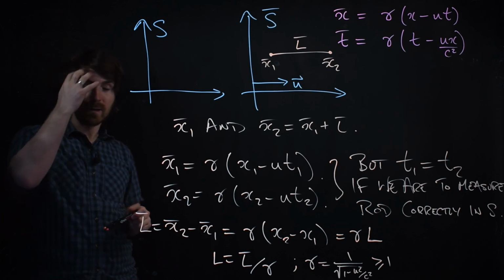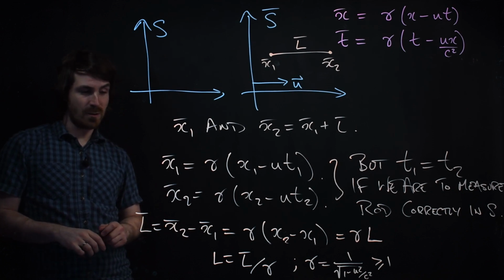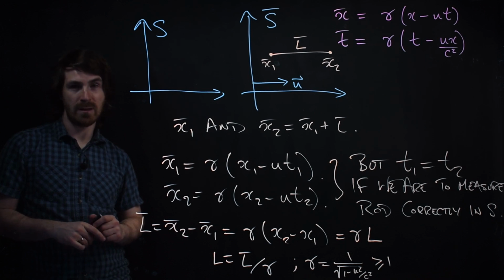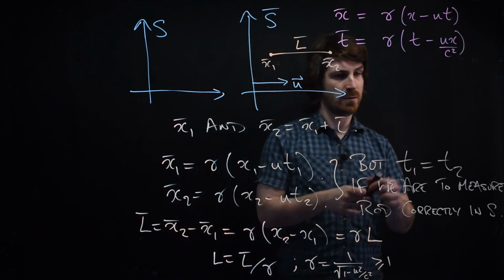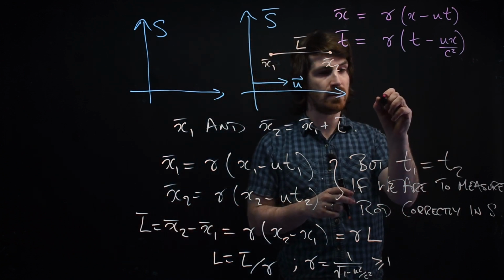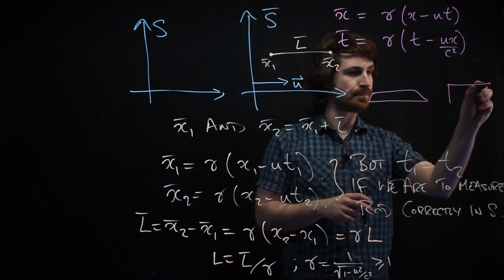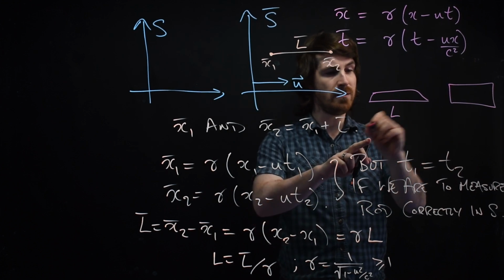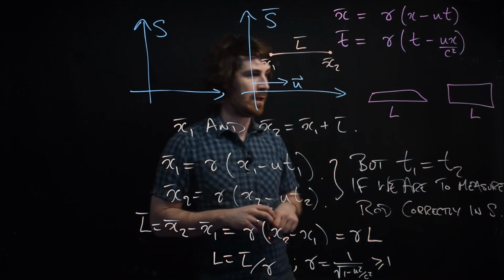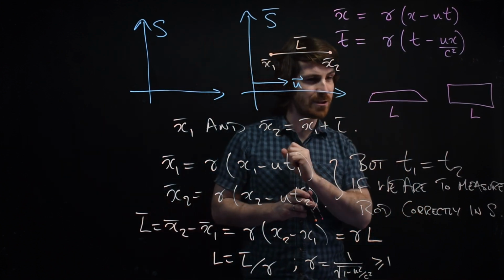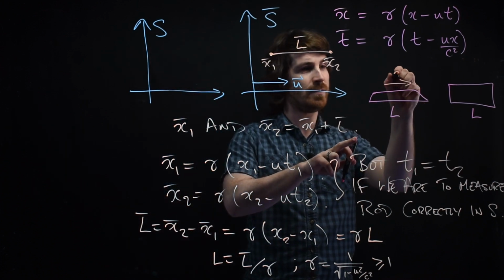Okay, and it gives us some puzzling consequences and questions. A famous one is the train in the tunnel paradox, where you have a train. Here's a train, and it enters a tunnel. The train is of length L, and the tunnel is of length L. And the question is, will this train fit in the tunnel, if the train is moving with some velocity V?